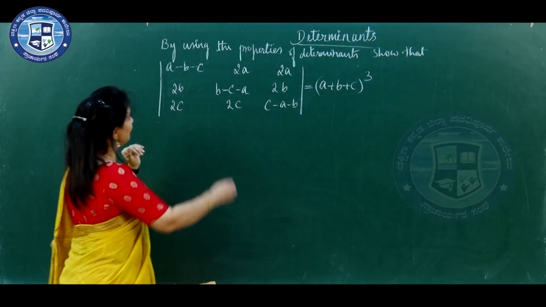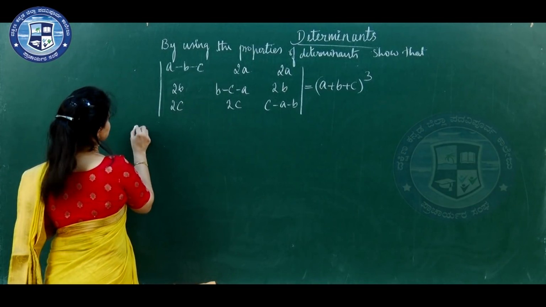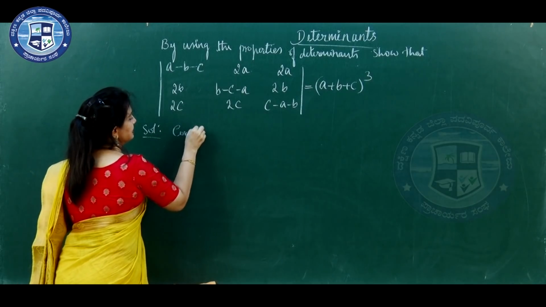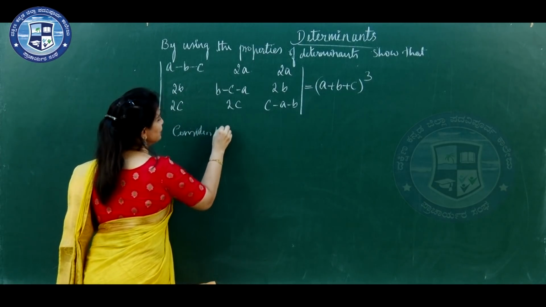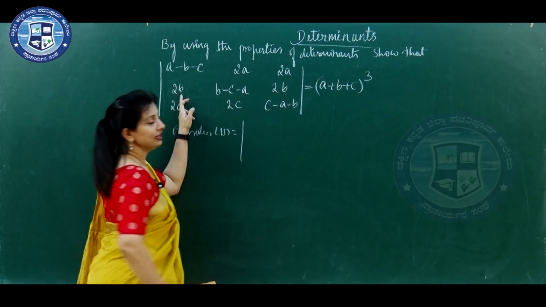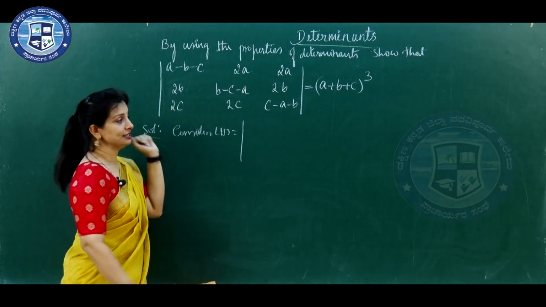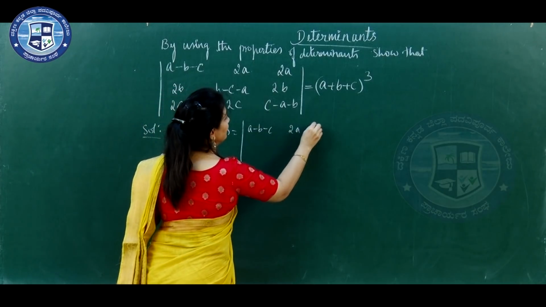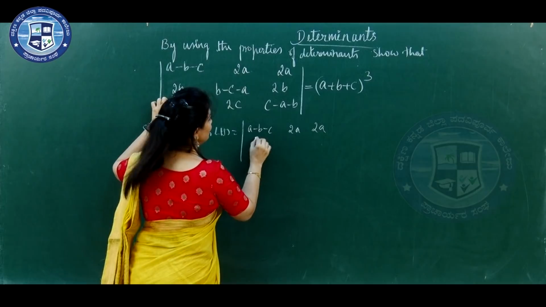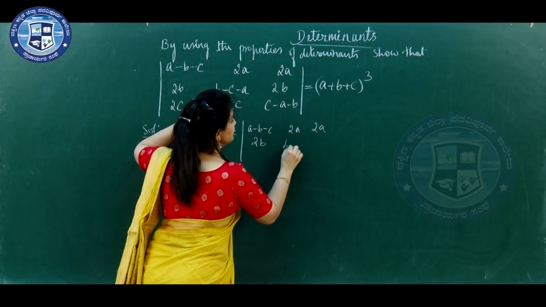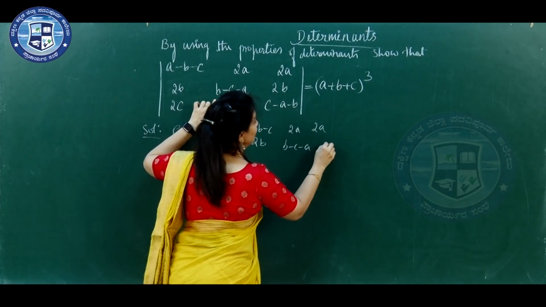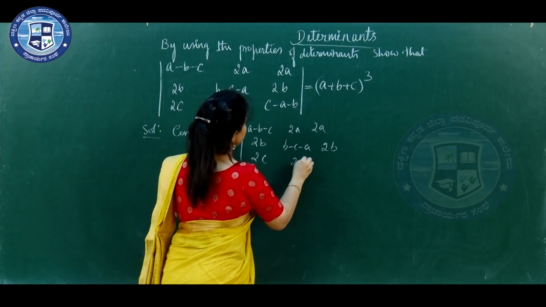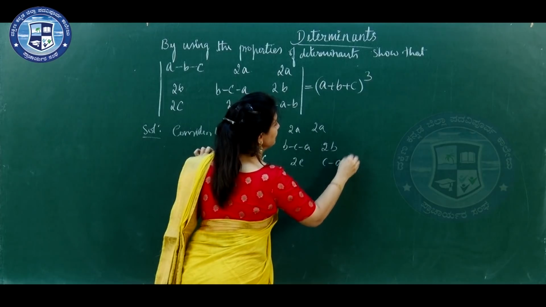Okay. So, the determinant, we consider the solution as: consider LHS, which is equal to, take down this determinant, that is A minus B minus C, 2A, 2B, B minus C minus A, 2B, 2C, C minus A minus B.